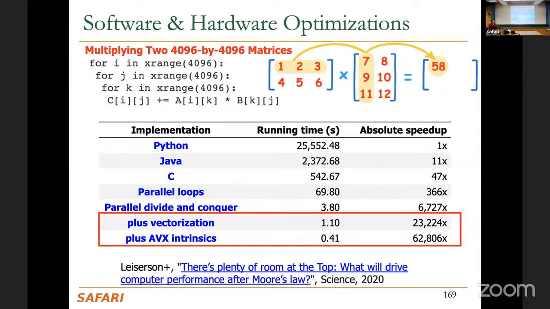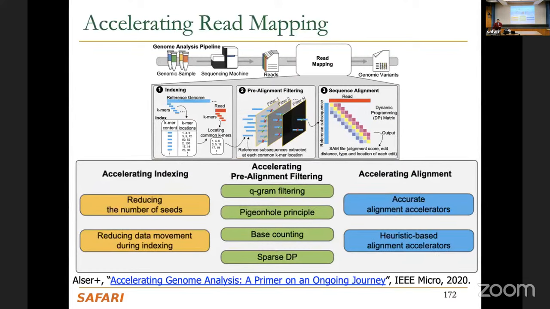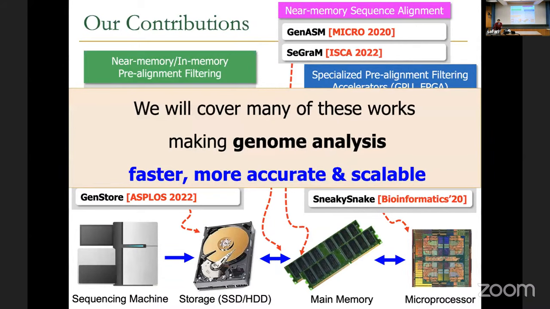So this means that we need intelligent algorithms and also intelligent architectures to handle the data well. We're focusing on all of these steps in the genome analysis to provide intelligent algorithms and architectures and also code design, all of them together. So this is a summary of all of these works that we've been developing and also many more that I'm going to be covering next.